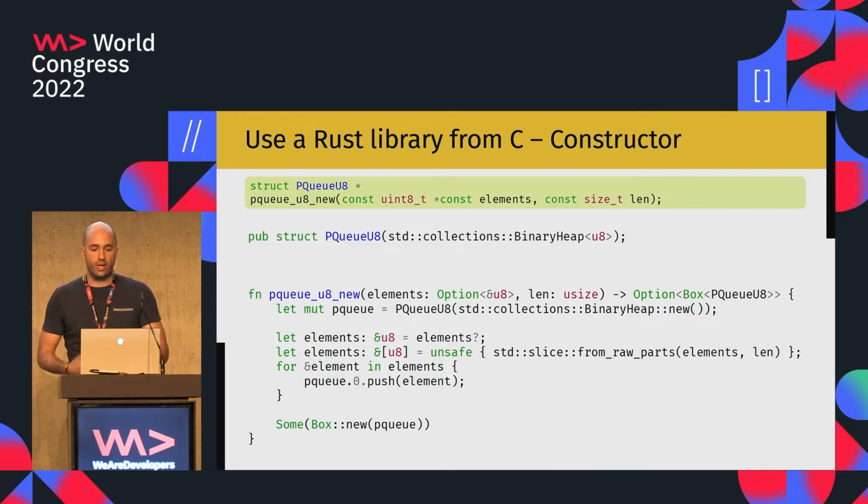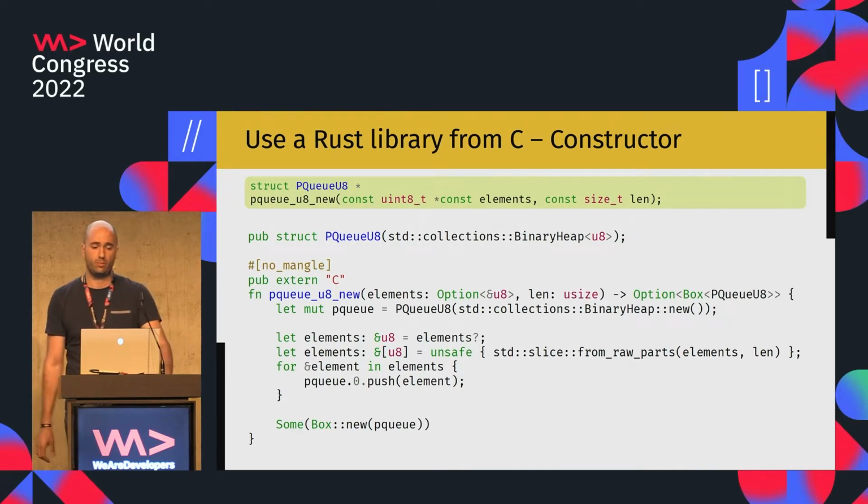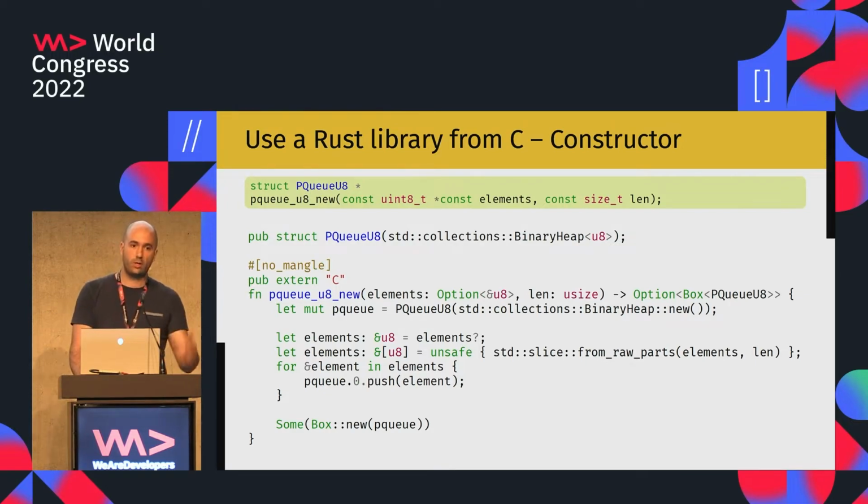We loop over the elements. We loop over the slice we just created. So we loop over the elements, and we push them one by one into the queue. We slap extern C, as I've mentioned before, and no_mangle to get the C calling convention and to stop the Rust compiler from mangling the name.